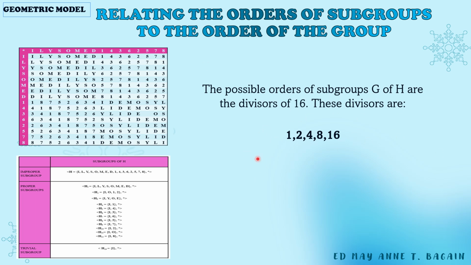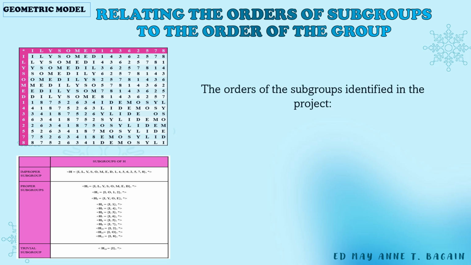Okay, now let's verify the orders of the subgroups identified in the project. We have the improper subgroup of H, which is H itself, and its order is equal to 16. The next one is H sub 1, which is equal to ILYSOMED. And how many elements would that be? 8. So now we know that we have the 16 and the 8.